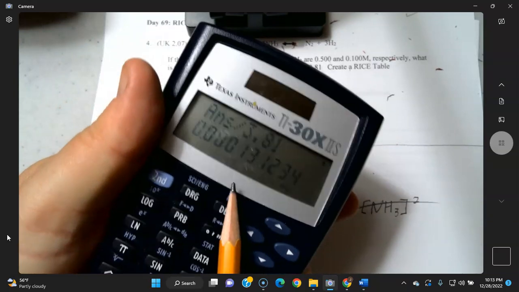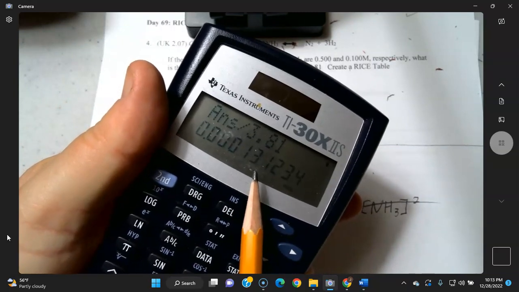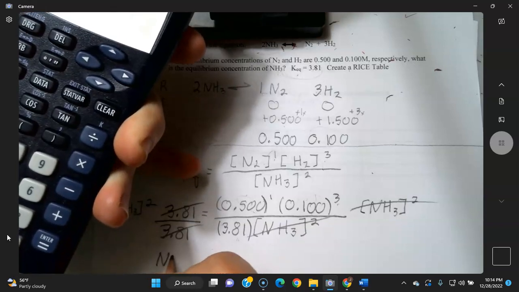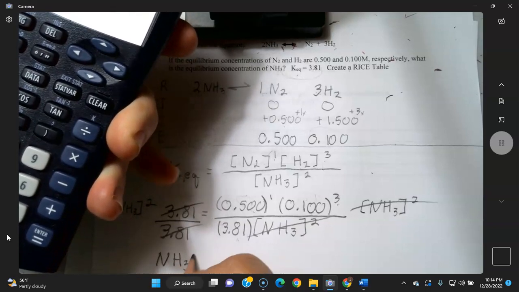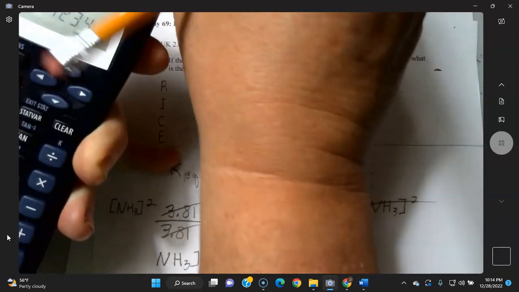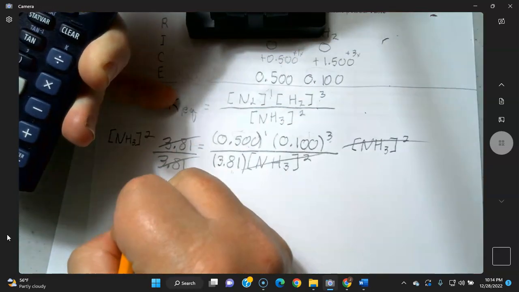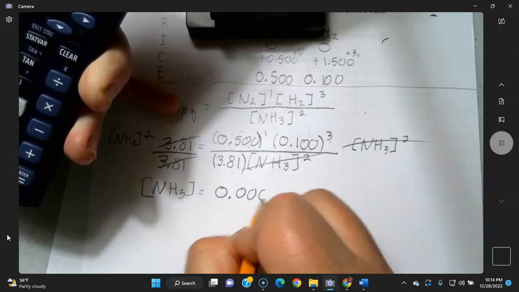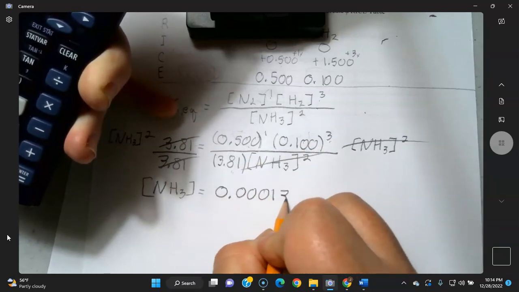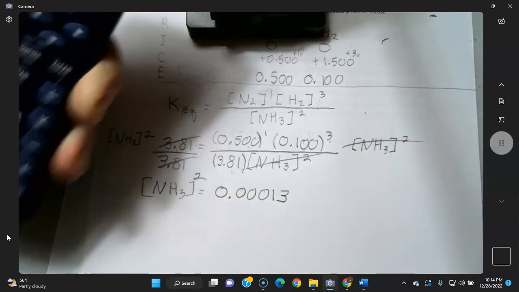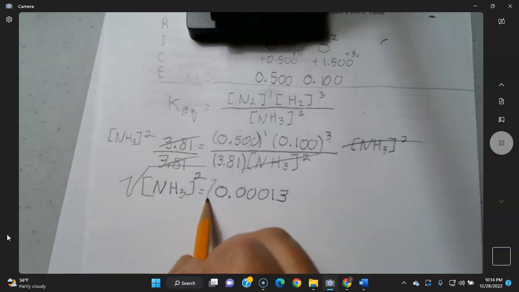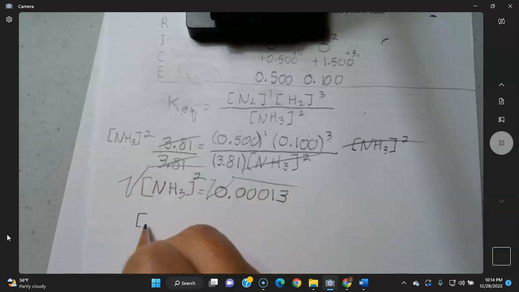And that gives us 0.00013. So that's going to be NH3 squared equals, I'll go ahead and write it out as a decimal number, 0.00013, and that's squared. So now we have to take the square root of both sides, and that will give us the concentration of NH3.